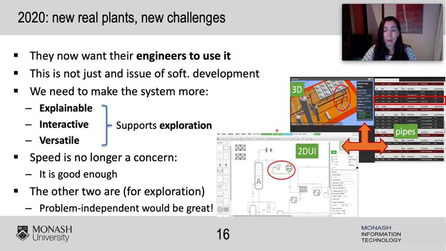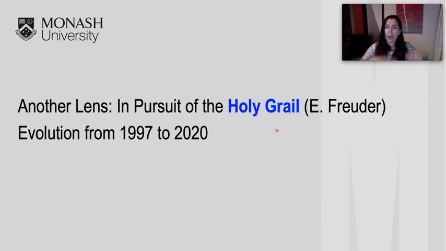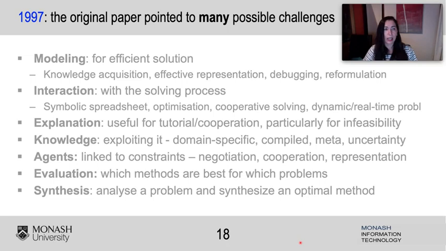Okay. So that's my view of the three themes and the reasons why my view has been like this. Now let's have a different kind of lens, which as you will see, I'm very influenced by. I'm talking about Eugene Freuder, in pursuit of the Holy Grail, and how it has evolved from the seminal paper in 1997 all the way to now, to 2020. So in 1997, when he proposed it, he pointed to many possible challenges.